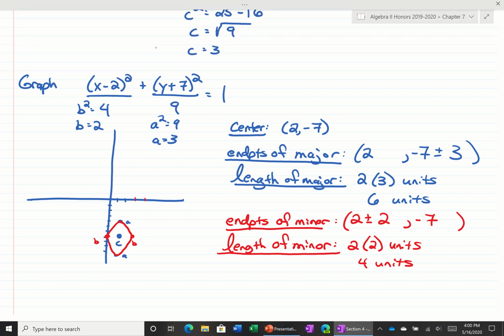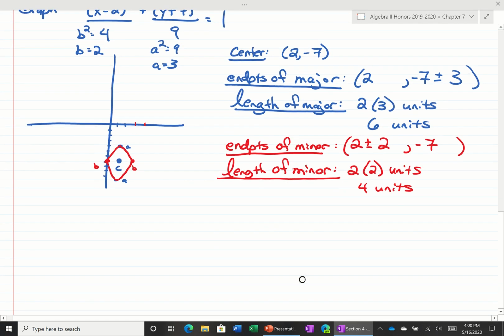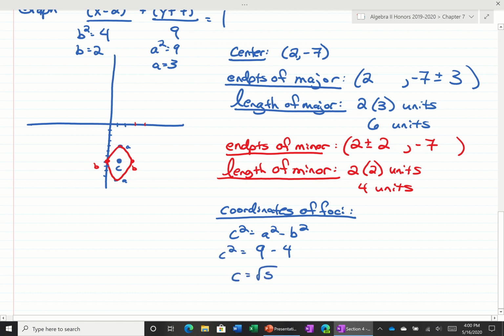And the last thing we have to find would be the coordinates of the foci. And remember, c squared is equal to a squared minus b squared. a squared is 9, b squared was 4. We know that c would equal the square root of 5. And that's always going to be on the same axis as the major axis. So we're going to write our center, and then we're going to add plus or minus root 5 to the y value.